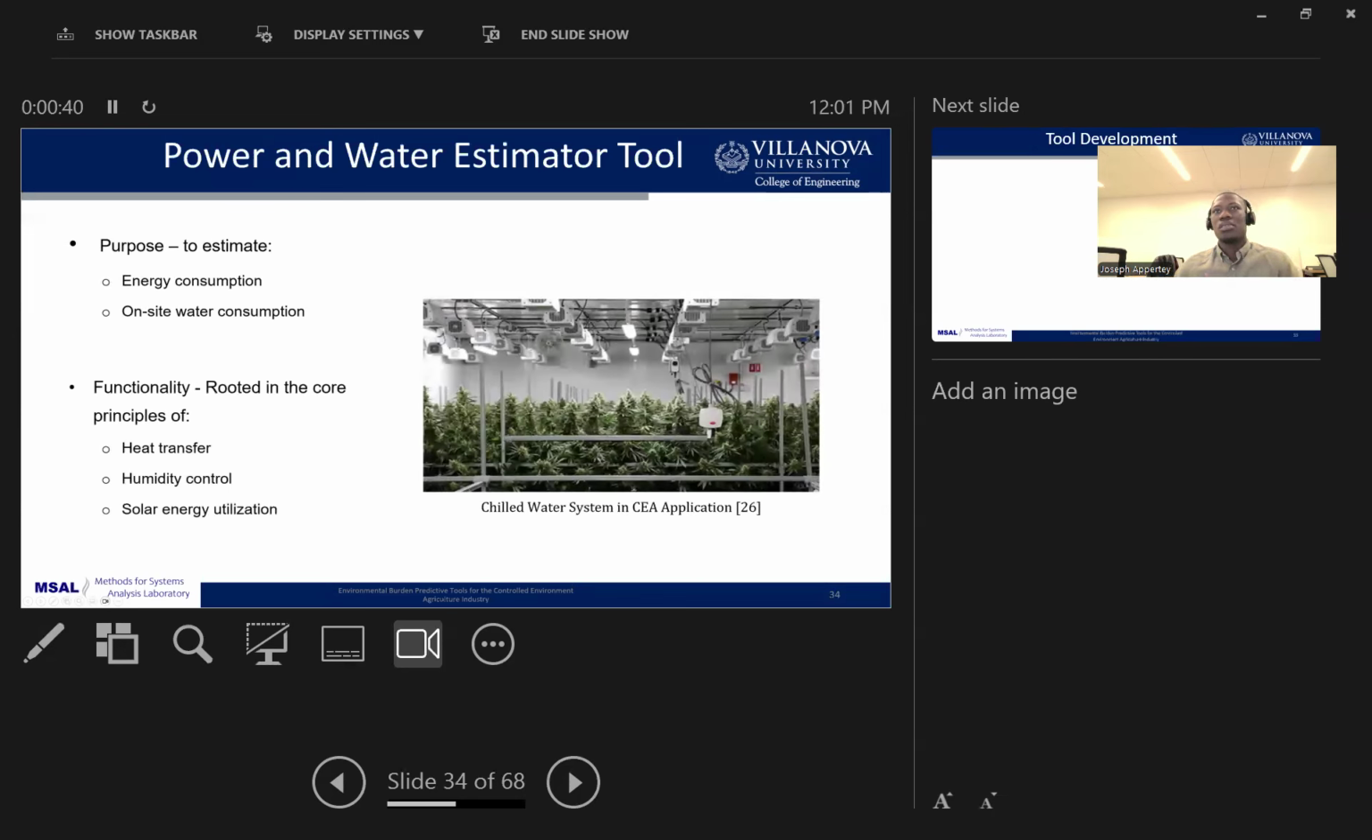So the power and the water estimator tool was made to help us estimate our power consumption in these CEA facilities and the energy usage. The system is designed based on the heat transfer methodologies and the humidity control systems, which will help us for the humidification, the dehumidification, and also the utilization of solar energy.